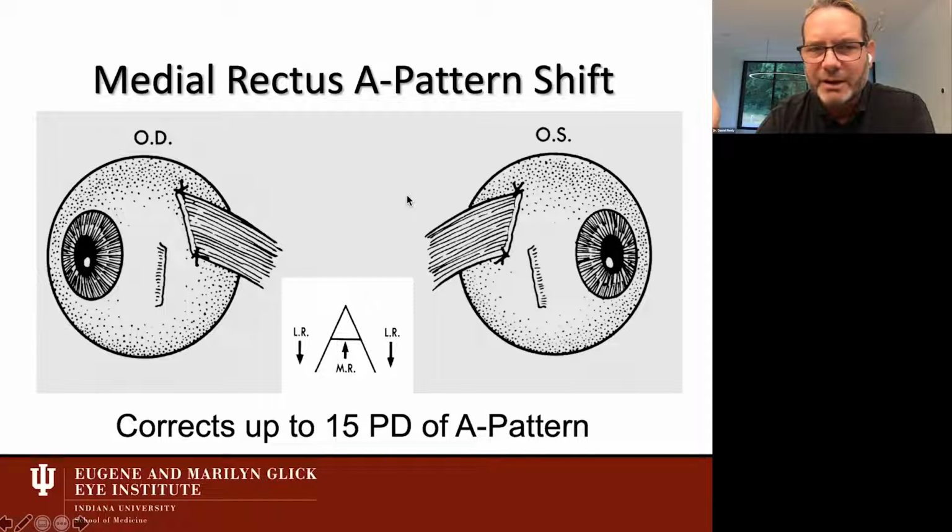So that's what an A pattern medial rectus shift would look like, excuse me. And that'll correct up to about 15 prism diopters. So you can see it has some utility, 15 prism diopters of A pattern, but it's not going to collapse 40 prism diopters of A pattern, right? That's a significant A pattern. But small A patterns, when you don't want to mess with the obliques, this is a good go-to.